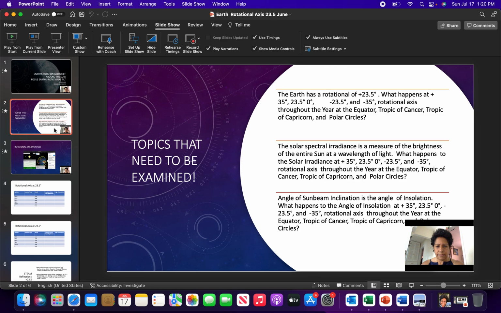We're going to be looking at solar spectral irradiance, which is a measure of brightness, how bright the sun appears at that wavelength of light. And that could give us a correlation of about the heat index at that latitude. And we're going to be looking at the rotational axes at the equator, the Tropic of Cancer, the Tropic of Capricorn, and polar circles. We're also going to be looking at the angle of sunbeam inclination, which is the angle of insolation, and what happens at that angle of insolation.